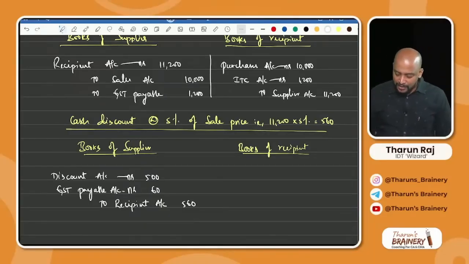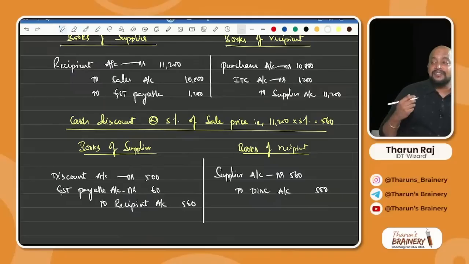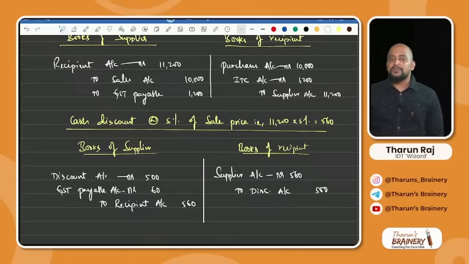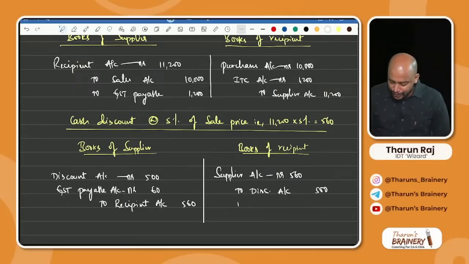In the books of recipient, what is the journal entry in this case? Come on. Discount is an income, correct? So supplier account debit, the creditor balance will get reduced, 560. They got a discount as an income, so to discount account 500. And they have availed ITC of 1,200, but they cannot take the entire ITC because they need to reduce the ITC related to the 60 rupees. ITC shows what balance? Debit balance. To reduce it, they need to credit.